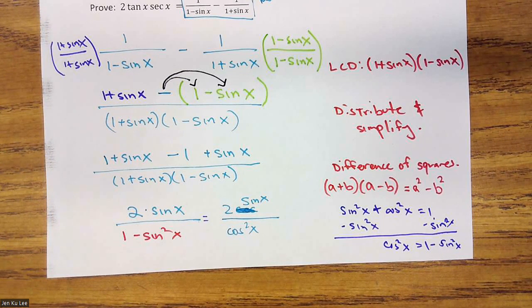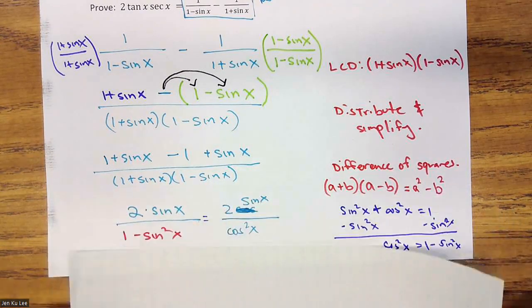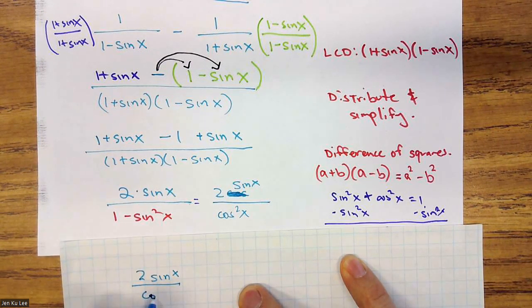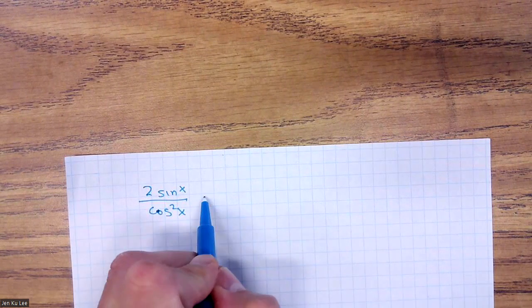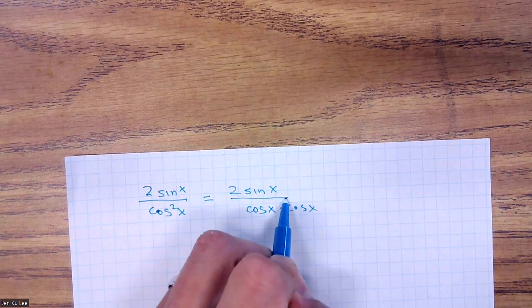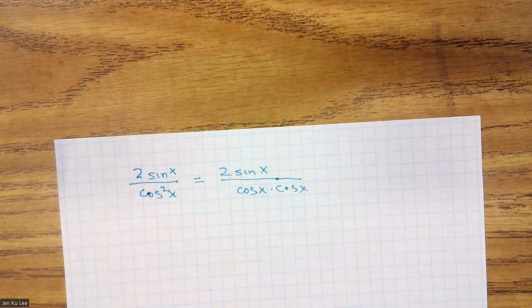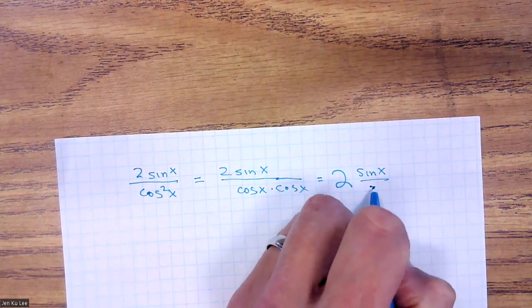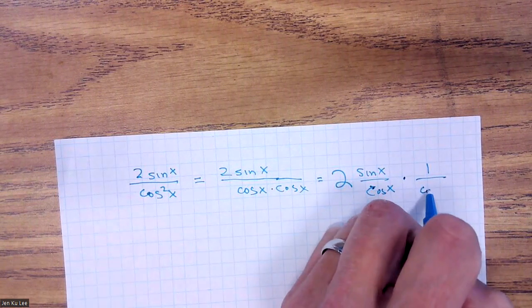Now, you might be thinking, now what, right? So if we do a little bit of tricky algebra, I'm going to write that down here: 2 sine of x over cosine squared x. Since this is squared, I can write this as 2 sine of x over cosine of x times cosine of x, just splitting up the denominators. So this would be a big 2 times sine of x over cosine of x times 1 over cosine of x.